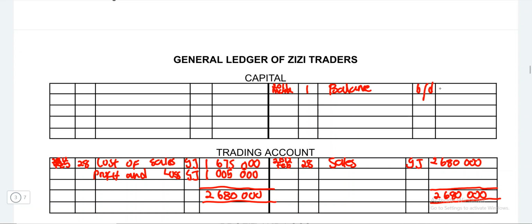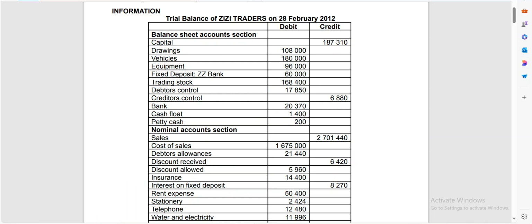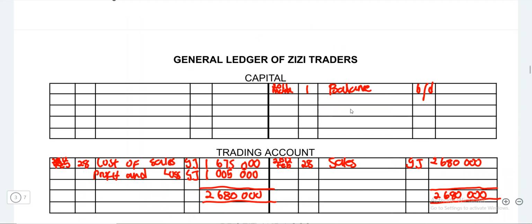According to this, they said that our capital balance was 187,310. So that 187,310 will come here. Okay, so very important for you guys to understand how these works. Now, for you to master this, like I said, you will need to be very good with your ledger accounts as well as the general journal. Without that, it's going to be a problem. So let's continue with our lesson.